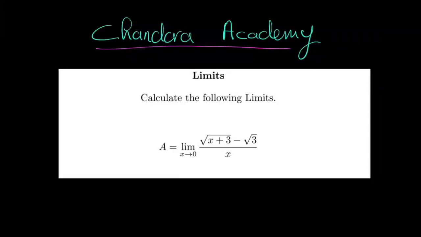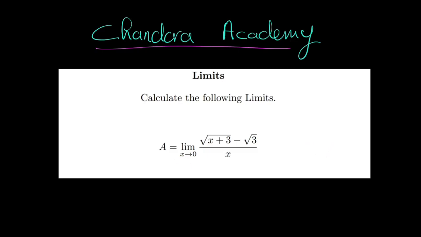In today's video we are going to calculate the following limits. In this limit we will want to find the limit when x tends to 0 of some square root minus another square root over x. Of course this will not be an easy limit. We will have something that has the form 0 over 0 in some fixed value.